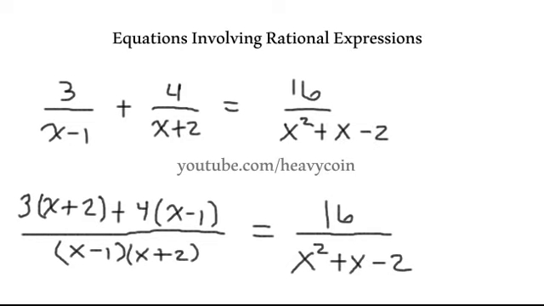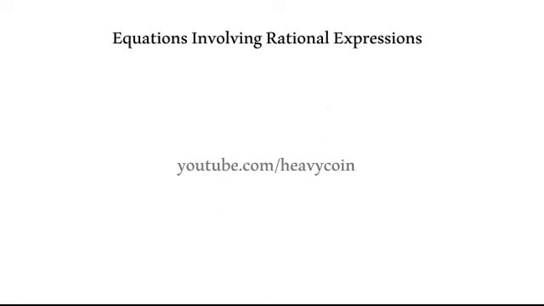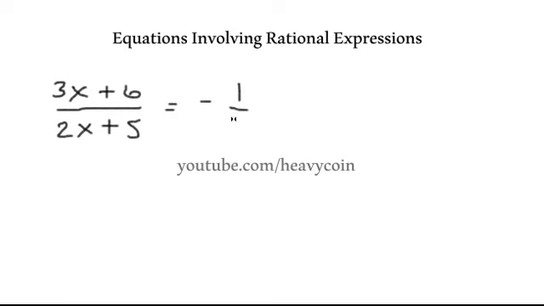Alright, moving right along. We're going to have 3x plus 6 over 2x plus 5, and that's going to equal negative 1 over x.